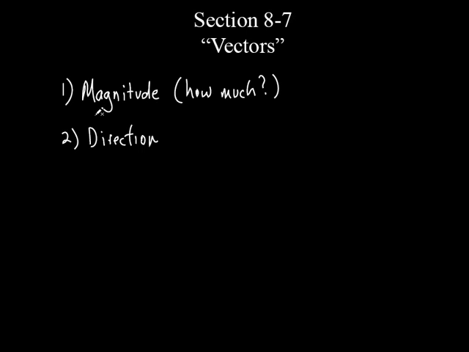So that's really, really important, that a vector is two things. It's got magnitude, how much, and it's got direction. Of course, it's pretty obvious which direction you're going. All right, so how are we going to write this out? Let me jot something down real quick here.